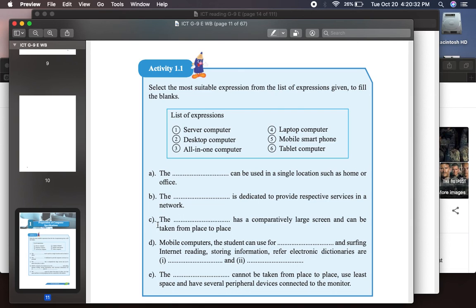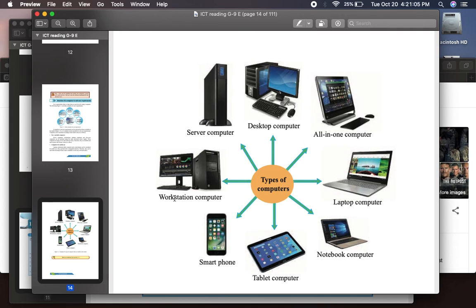Then we move on to C. The blank has a comparatively large screen and can be taken from place to place. Okay, so what can you identify from this? It has a comparatively large screen and can be taken from place to place. In other words, it's portable. So, going back to the image, we can rule these four out because they are not portable.